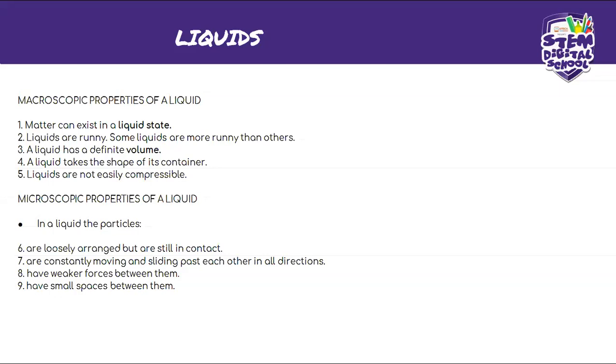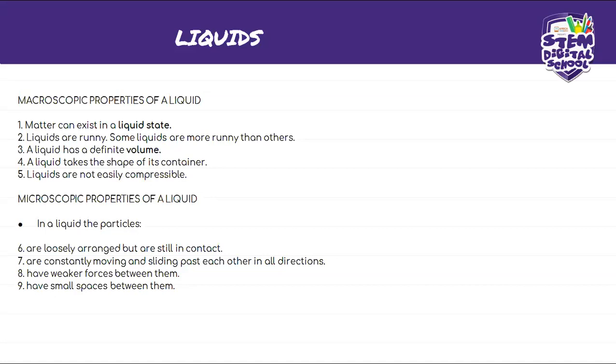Now let's go on to point three. A liquid has a definite volume. Yes, it has a definite volume. Four, a liquid takes the shape of its container. And then five, liquids are not easily compressible. It means you cannot compress them.